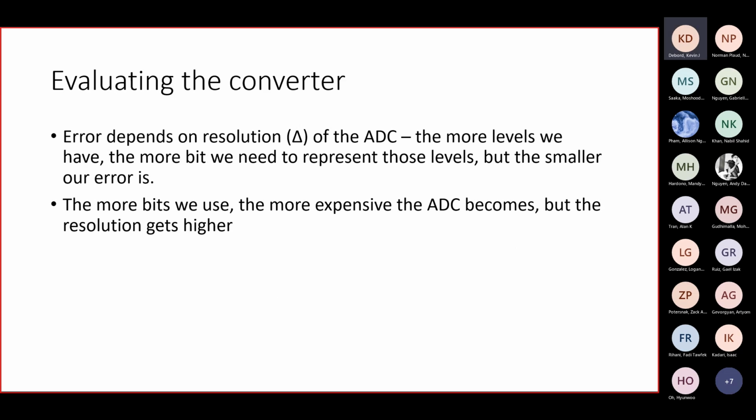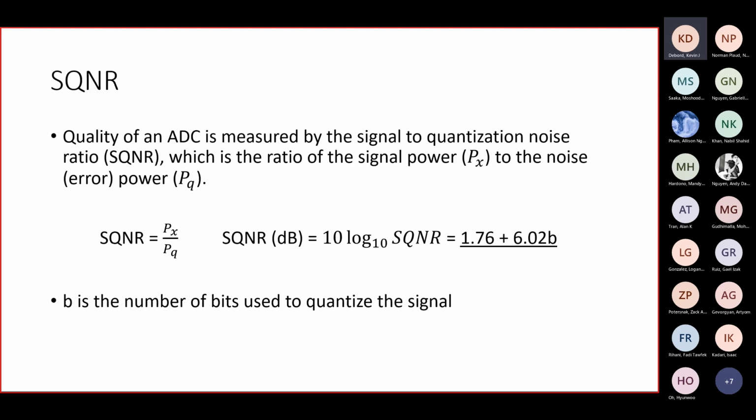Okay, evaluating the converter. Error depends on the resolution, the little delta earlier, not the ADC. The more levels we have, the more bits we need to represent those levels, but the smaller our error is. And the more bits we use, the higher the resolution gets, but it also becomes more expensive, which is something you have to worry about in the future. SQNR, ooh, the equation's right there. It's a quality measure of an ADC. It's the signal to quantization noise ratio, almost like an error equation. B is the number of bits used to quantize the signal.